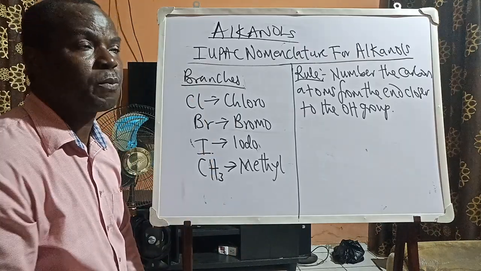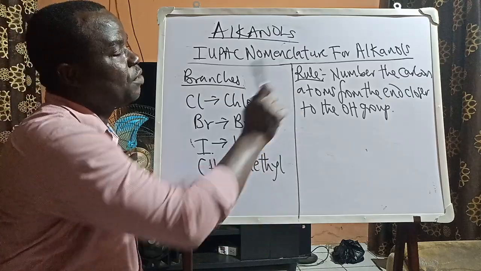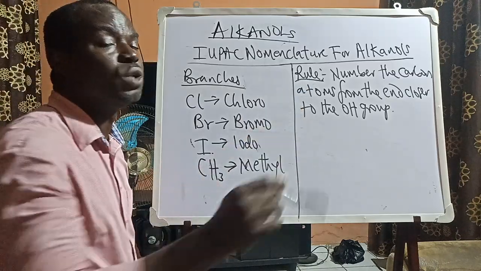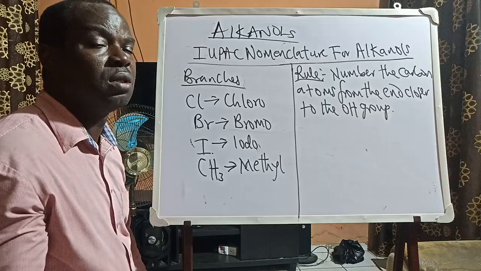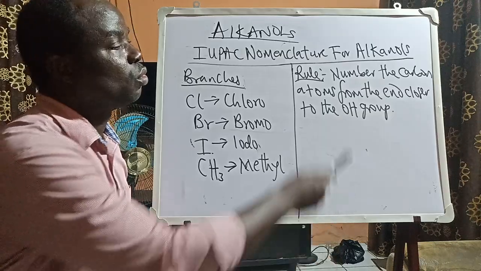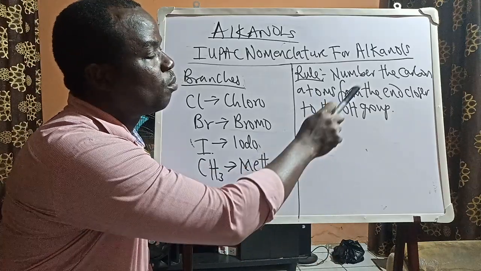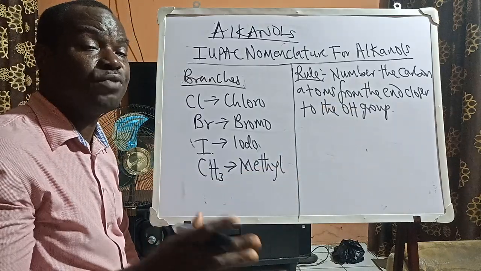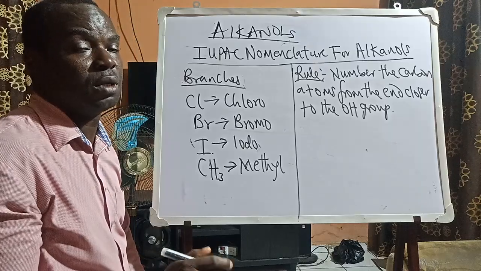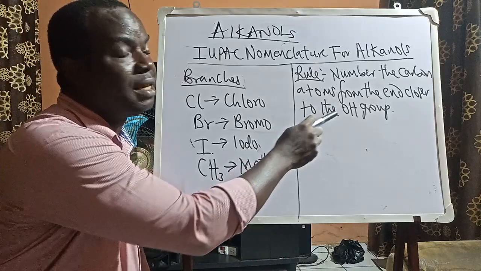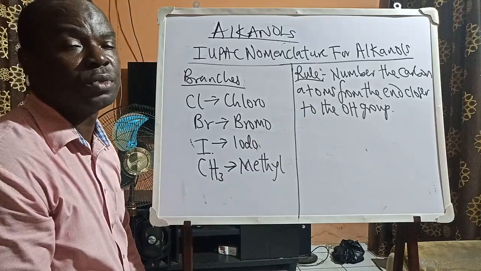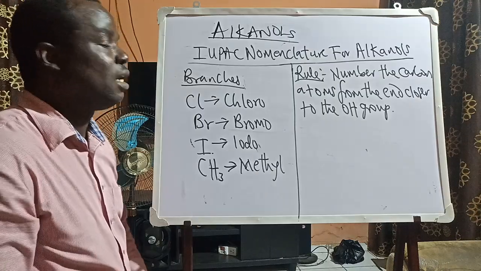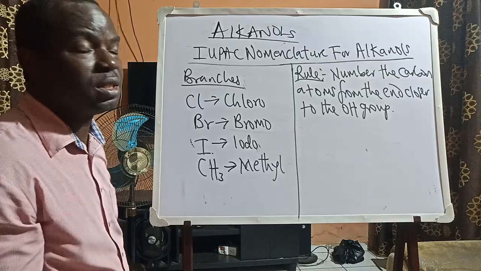Very, very important. Now, we have here the rule we follow in naming alkanols. The rule says, number the carbon atoms from the end closer to the OH group. I will give you an example to explain it. Let's take an example so that I will illustrate this.